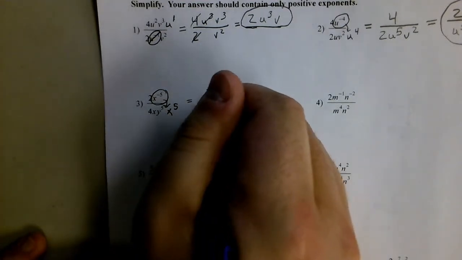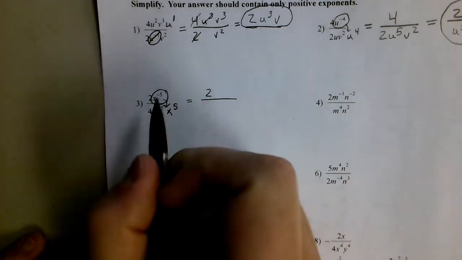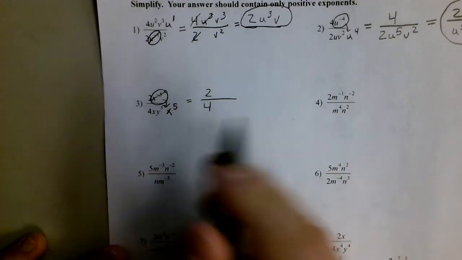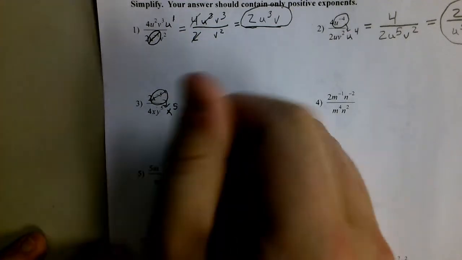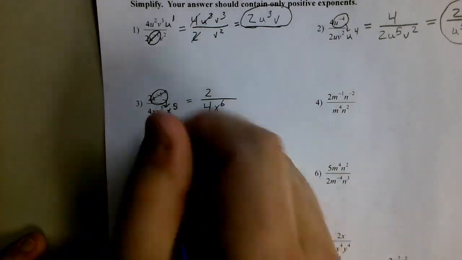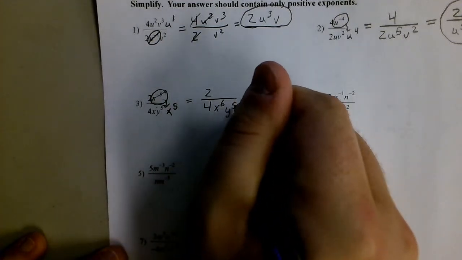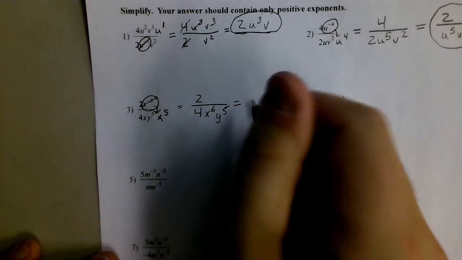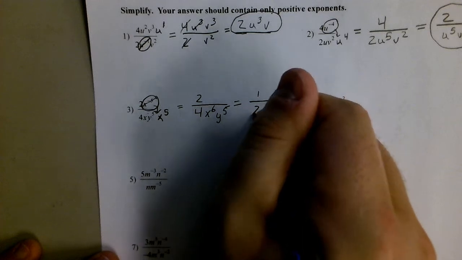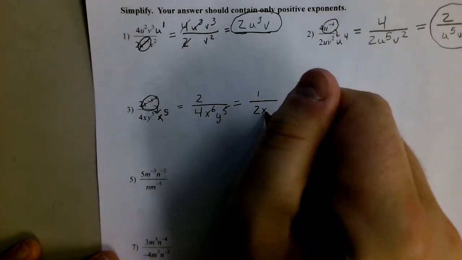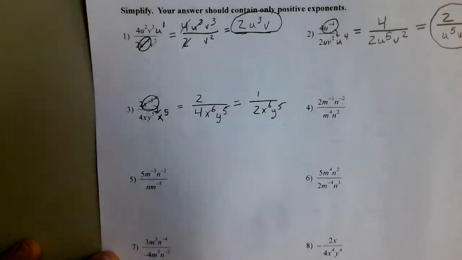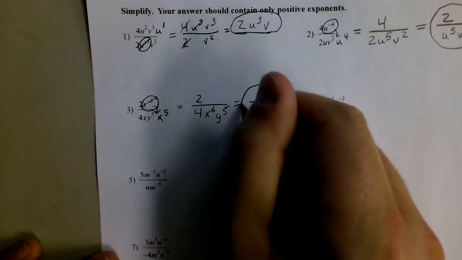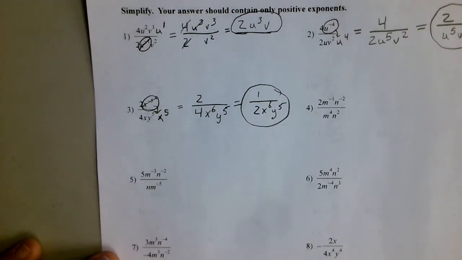So let's do a little simplifying here. We've got 2. That x to the negative 5th went down there. So then 4. I've got x to the first and x to the 5th. So I'm going to have x to the 6th and then y to the 5th. And in this case, there's only something we can do with our coefficients. So 2 over 4 is 1 over 2. And then that x to the 6th, y to the 5th just stays down there. So this is our final answer.